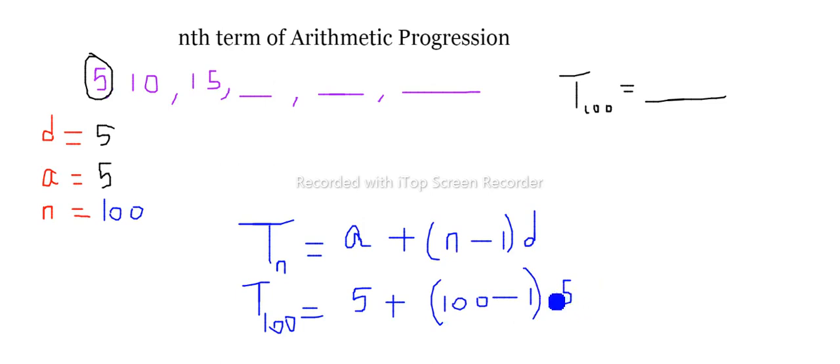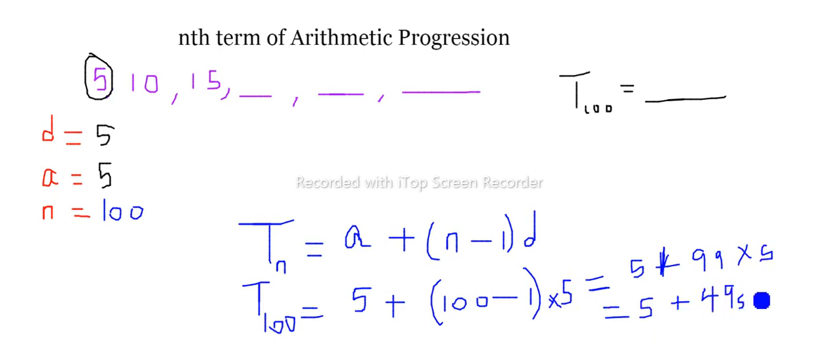So when we open this bracket, we have 5 plus 99 times 5. So this will give me 5 plus 495, which will give us 500. So that is the 100th term. Without listing all the terms, we have obtained the 100th term.